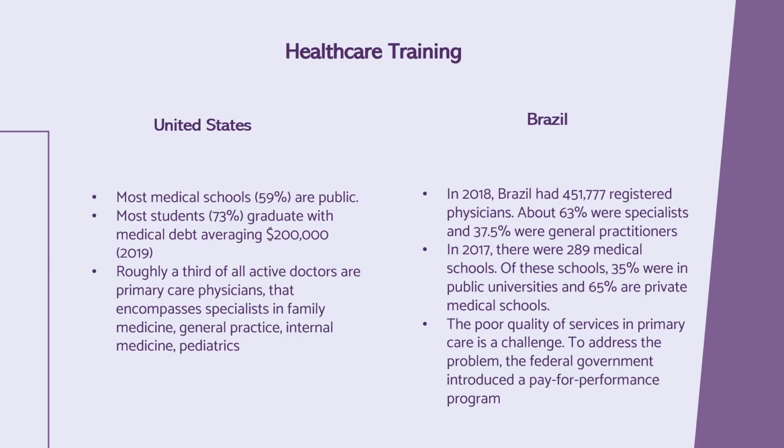Healthcare training. In the U.S., most medical schools, 59%, are public. Median tuition fees in 2019 were about $39,000 in public medical schools and $62,000 in private schools. Most students, about 73%, graduate with medical debt averaging $200,000.